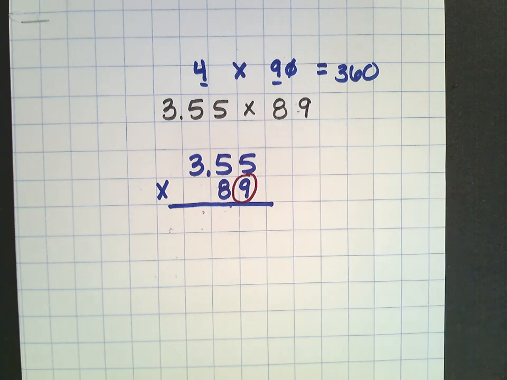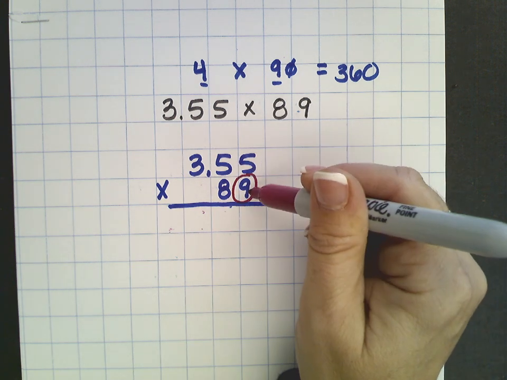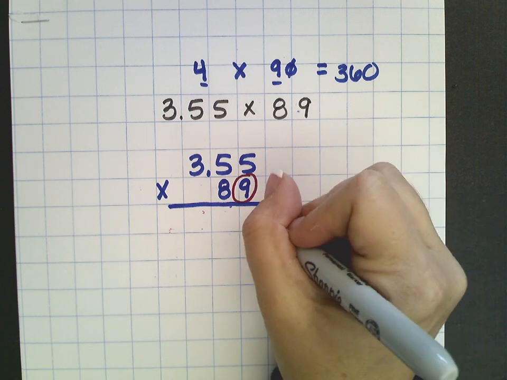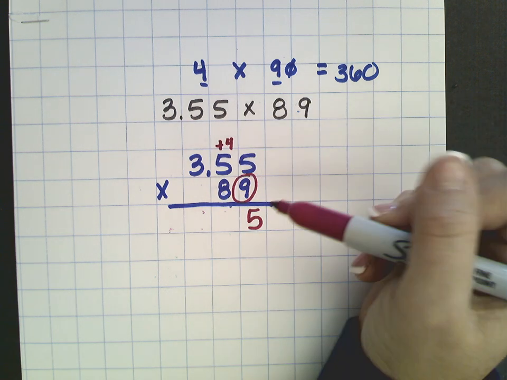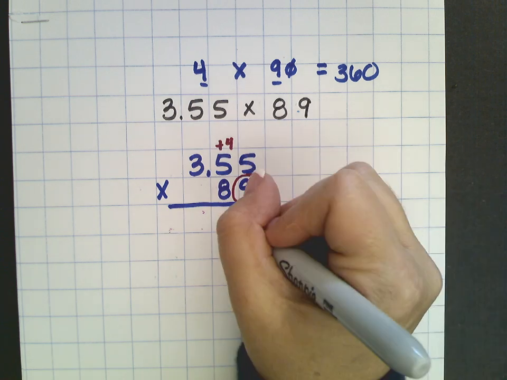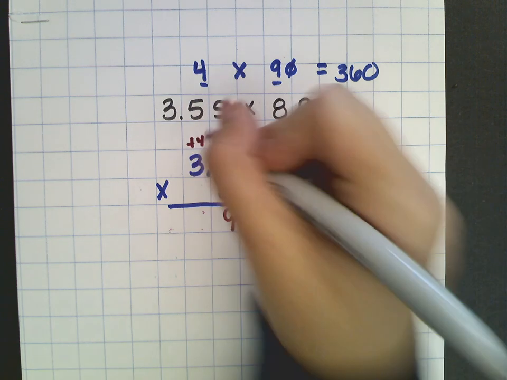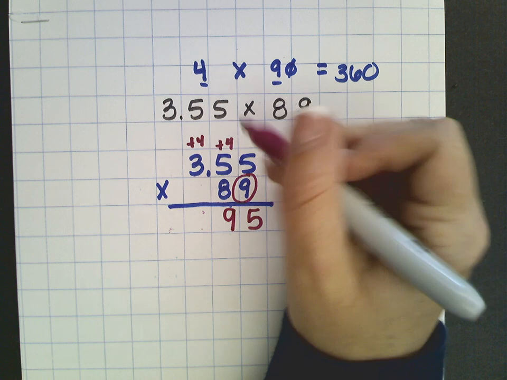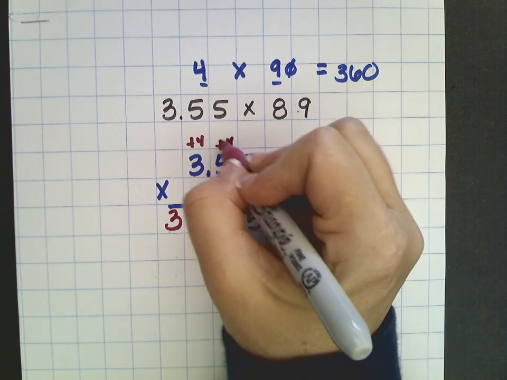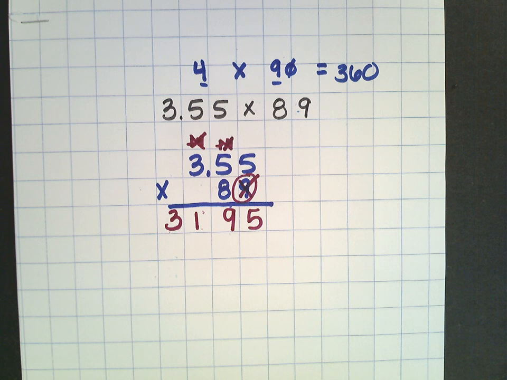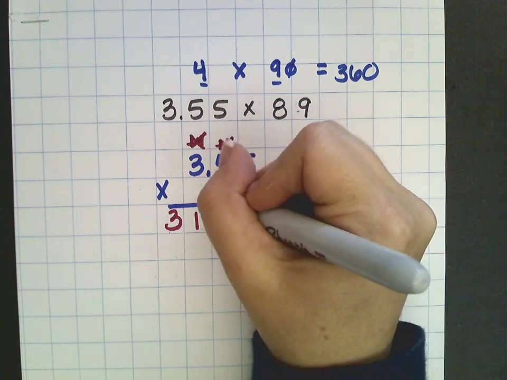All right, we're ready to start with this 9. We're going to need to know our 9 facts. So 5 times 9 is 45. Put down the 5, carry the 4. 5 times 9 is 45, add on 4, 49. Carry the 4. 3 times 9 is 27, add on 4 is 31. So I'm finished with the 9. Clean it all up.